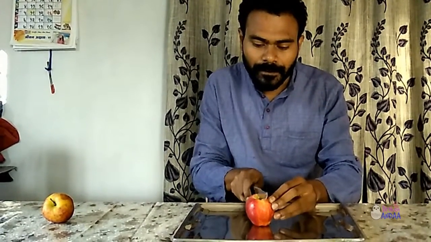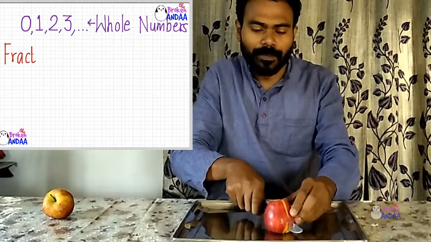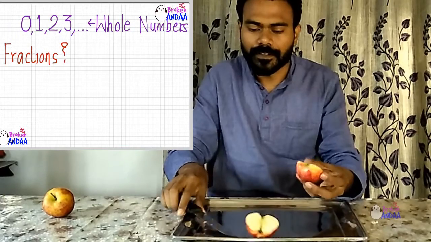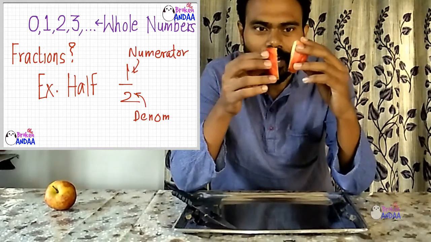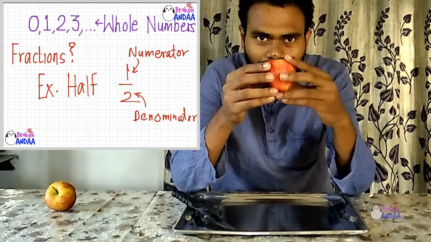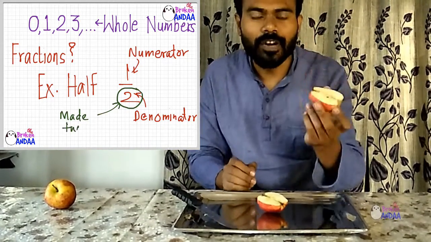So what I do is I cut it into two pieces, right? Two equal pieces, and we call it half apple, right? Why is it half, and how do we write it? We write it as 1 divided by 2, 1 in numerator, 2 in denominator, because out of one apple we divided it into two pieces, and now I take one of it, so it is 1 of 2, 1 by 2.